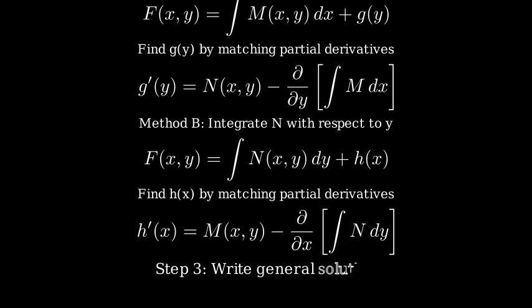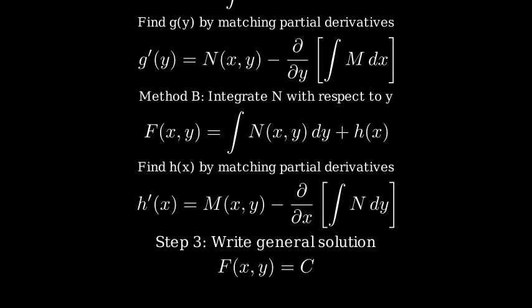Step 3. Once we have f, the general solution is f(x, y) equals C, where C is an arbitrary constant. Let's work through an example to solidify this approach.